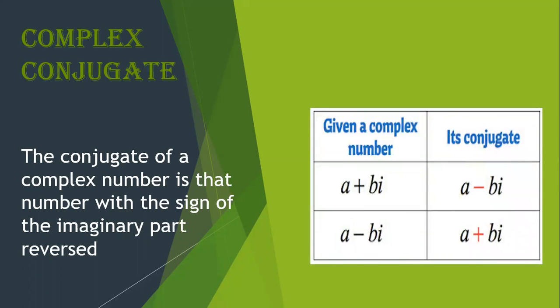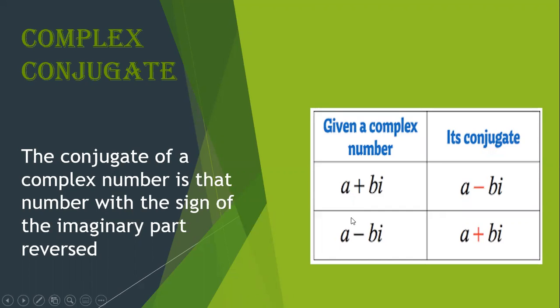What is a complex conjugate? A complex conjugate of a complex number is that number with the sign of the imaginary part reversed. Now let's look at this complex number, a plus bi. A complex number has two parts. What are those two parts? Do you remember? It has a real part and an imaginary part.